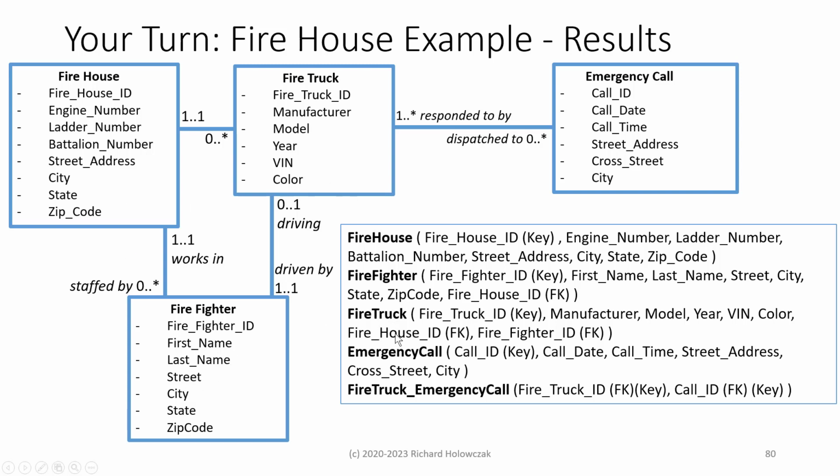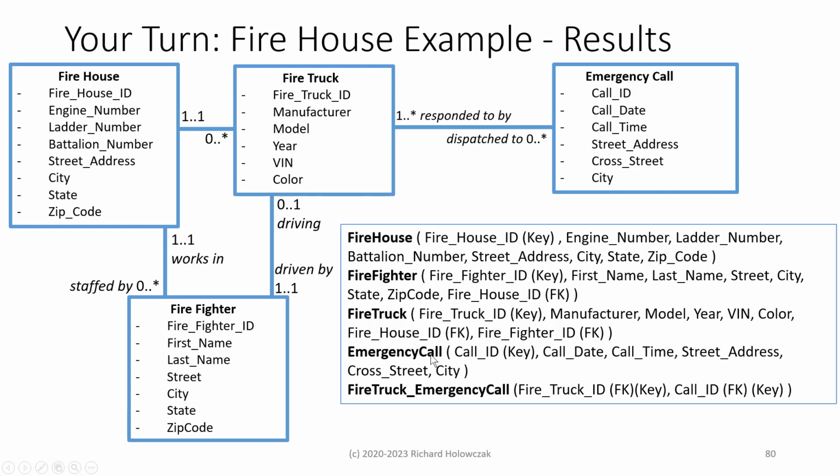Next, we did fire truck. Notice we have the foreign keys for firehouse ID as well as the firefighter ID. So this is a one-to-one relationship, and the hint was that not all firefighters drive fire trucks. Therefore, it's best to put the firefighter ID in the fire truck relation.